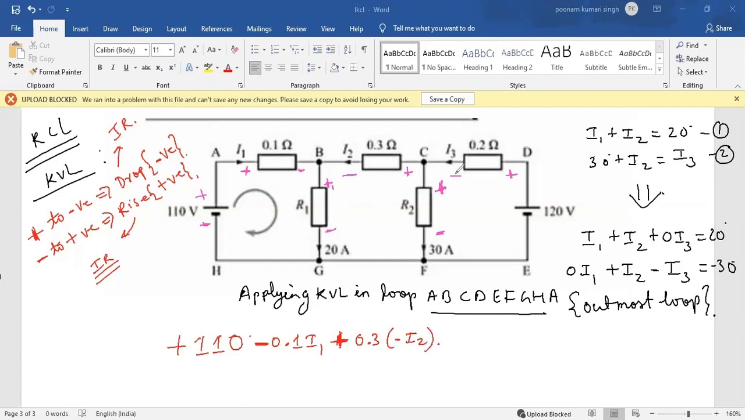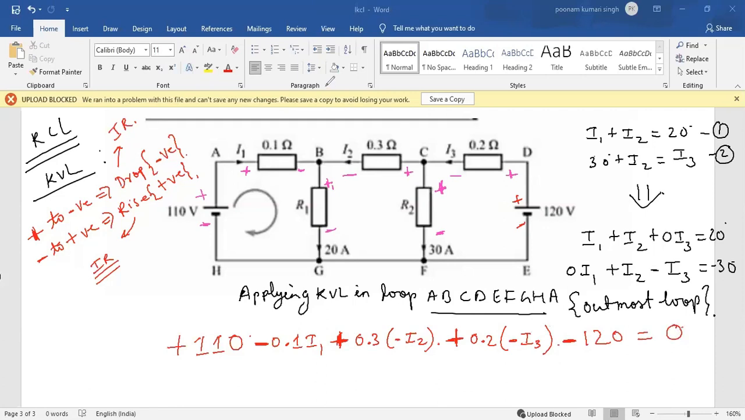Similarly, when I come to this point, it is again from minus to plus, associated with a rise in potential. So plus for that. But since the direction of current is opposite to the direction of movement we have assumed, that will be nothing but 0.2 multiplied by minus I3. Now again, I came to this part from plus to minus. Plus to minus is always associated with a drop, and it will have a minus sign, minus 120 equal to 0.